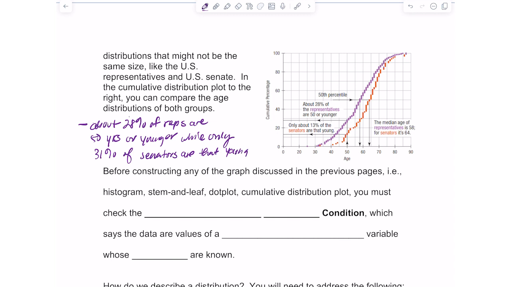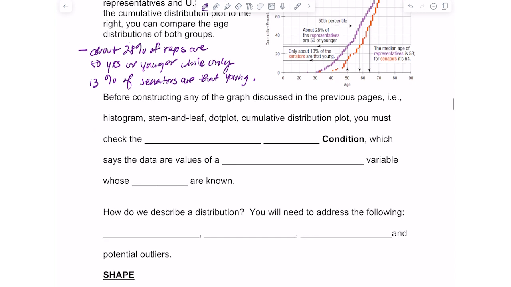So that just tells us that there's a larger, and that should be 13%, not 31%. There's a larger percentage of representatives that are younger than senators of that same age.